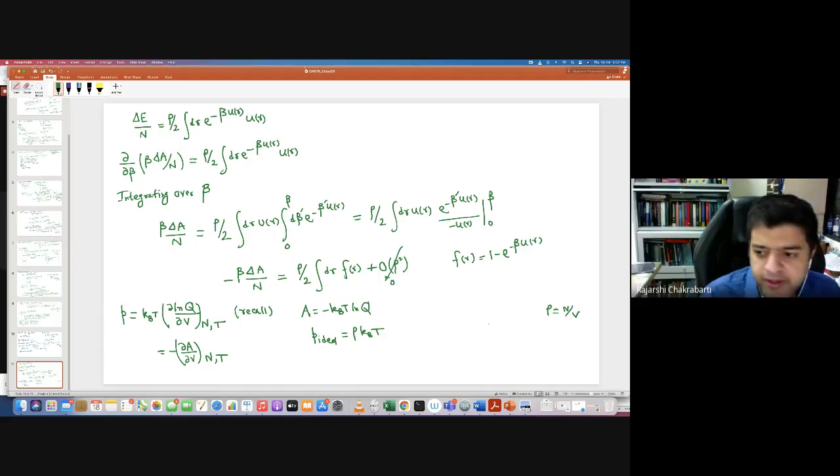Is this fine? So if ρ is n/V, then V is n/ρ. So basically this will give me that dV is −(n/ρ²) dρ. Fine? I'll use that in a minute.